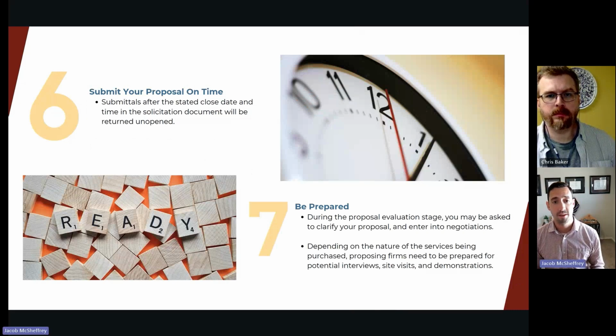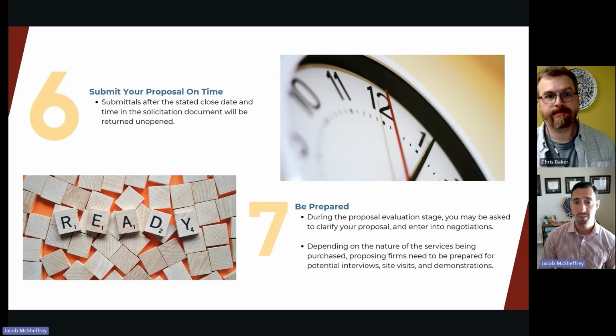So the next thing is submit your proposal on time. Submittals after the stated close date and time in the solicitation document will be returned unopened. The important thing here is that if you're submitting by mail, you want to obviously give it enough time for the proposal to reach at the appropriate time, because anything received after the close date and time will not be accepted, and that's what's going to be sent back.